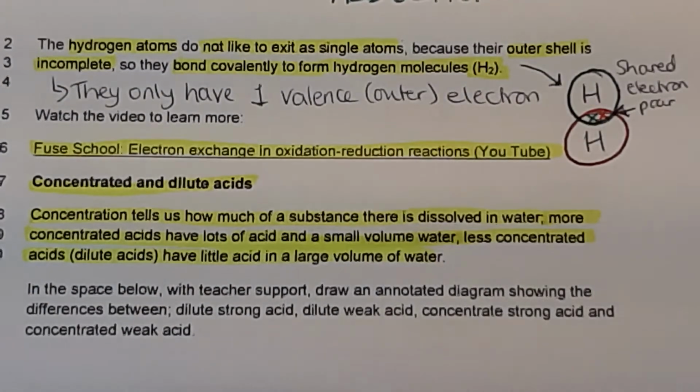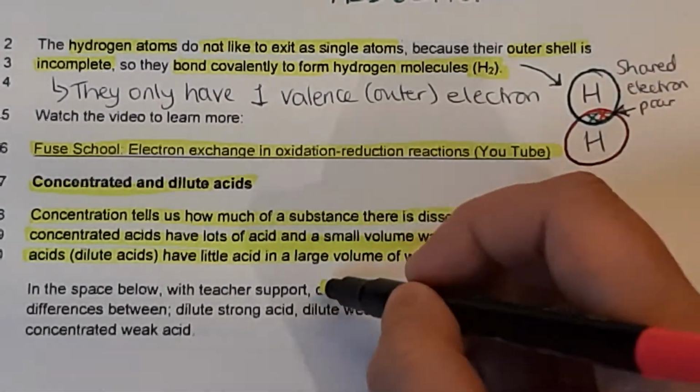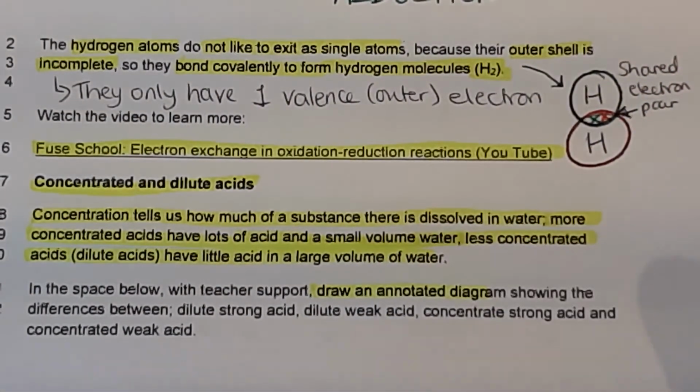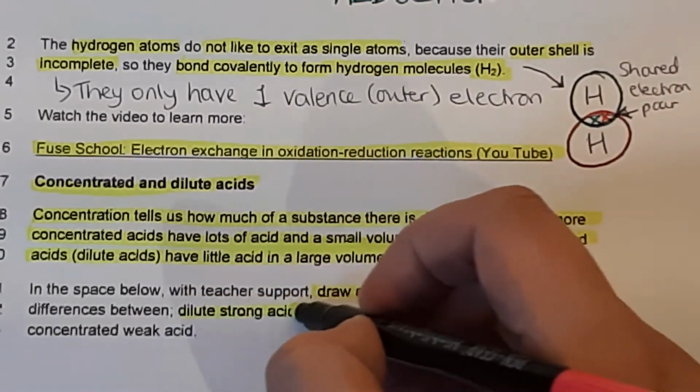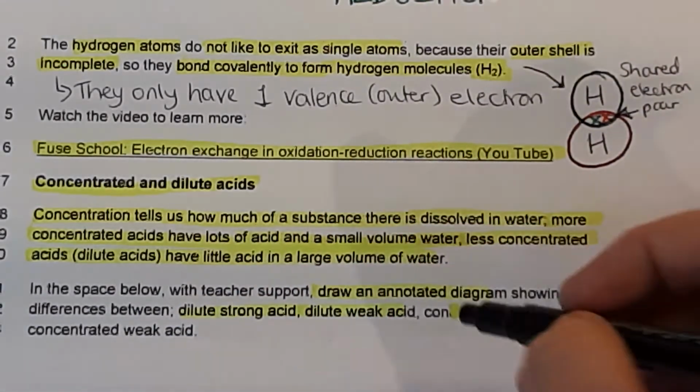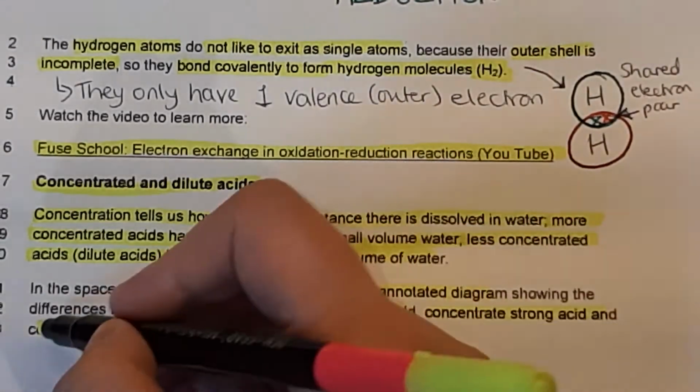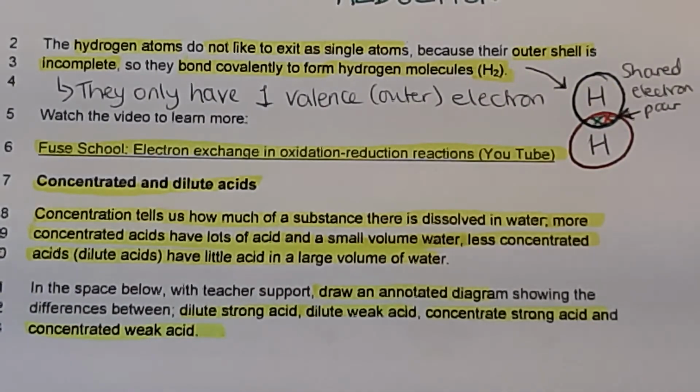So in the space below, draw an annotated diagram to show the differences between a dilute strong acid, a dilute weak acid, a concentrated strong acid and a concentrated weak acid. So first of all, we're going to review what the difference is between a strong and a weak acid.